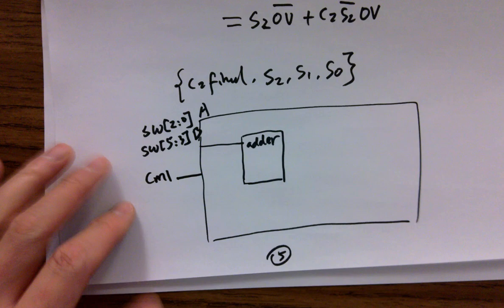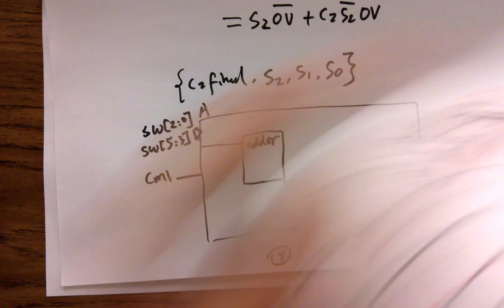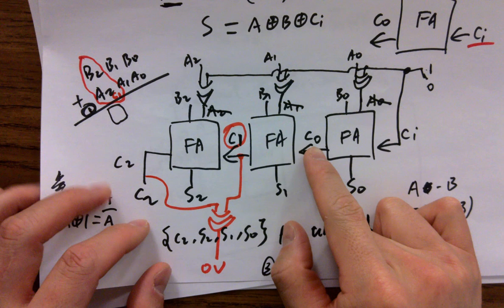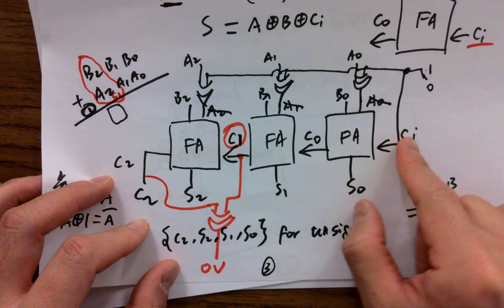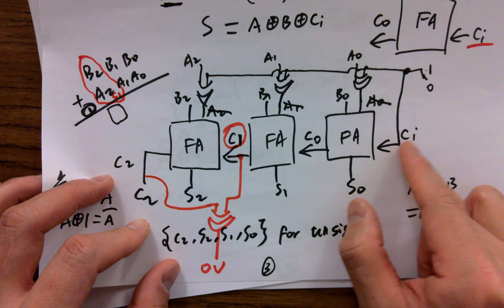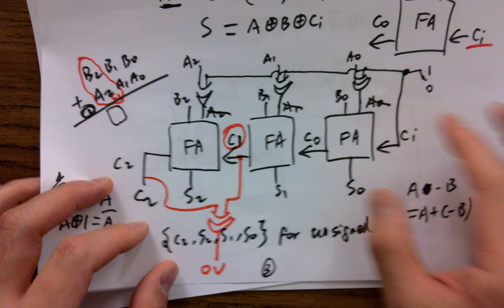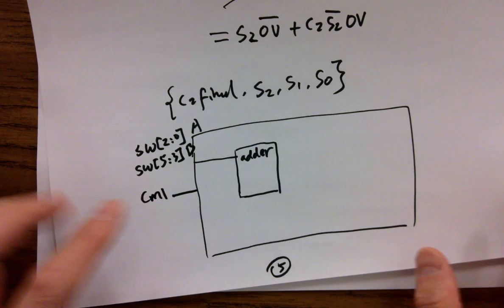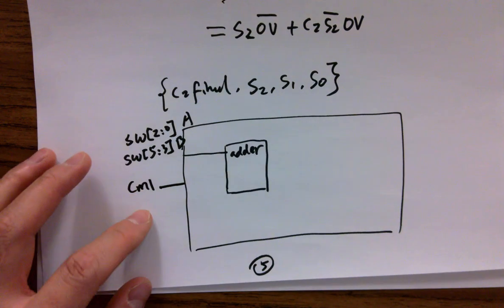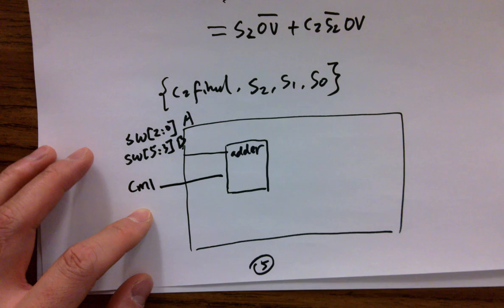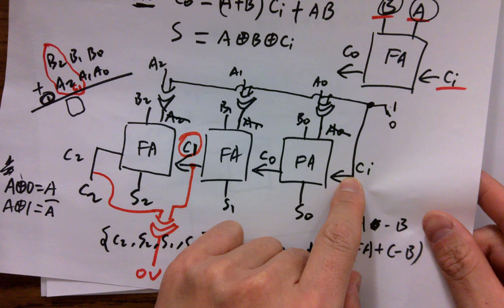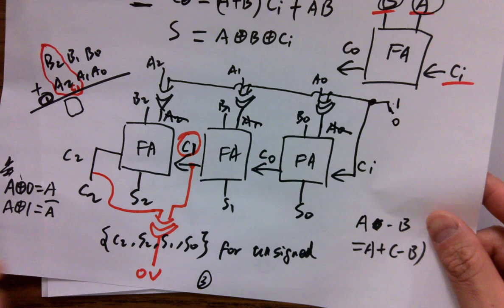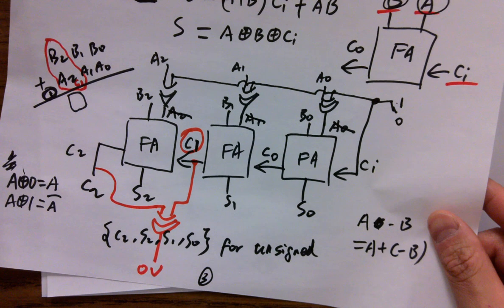Why is it called C-1? Because I like to name this one C0 and C1, so this one has to be C-1, right? Just a name. So it's a carry in, C-1. The carry in is the input of the adder. You know that, right? Okay. What else do we need?